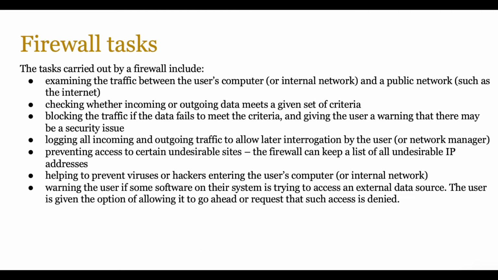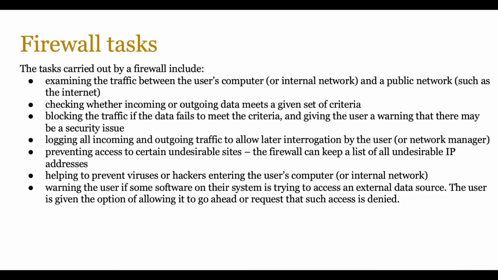Now on screen, you will see the different type of tasks a firewall can perform. They can examine the traffic between the user's computer or an internal network and a public network such as the internet. They can check whether incoming or outgoing data meets a given set of criteria. They can block the traffic if the data fails to meet the criteria, and they can also give the user a warning that there may be a security issue. They can log all incoming and outgoing traffic to allow later interrogation by the user. They can prevent access to certain undesirable sites.